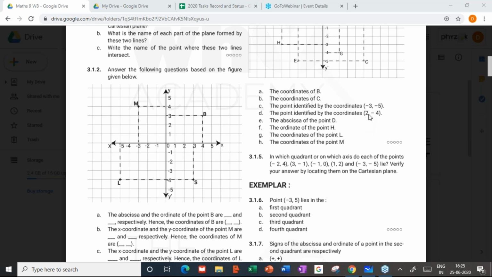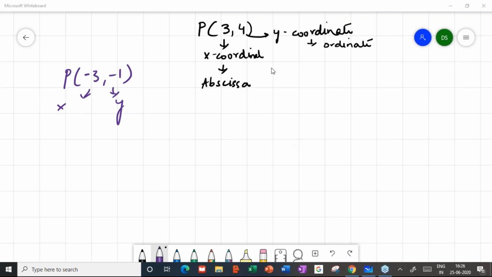Yes, always x coordinate comes first. Shivesh, abscissa is the length of the y-axis. Don't go into all that, just remember what I said right here, okay? Just remember this much. If you write a point, if you are given this, right?